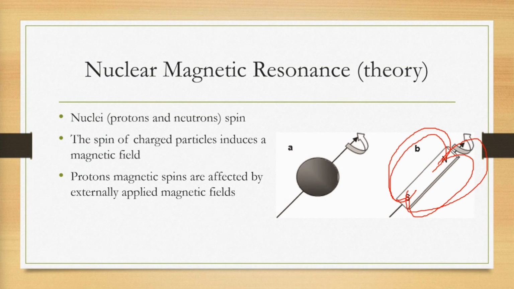So the spins of a nucleus can be affected by an externally applied magnetic field. So if you situate protons in a magnetic field, that'll impact their spin, because now you have something with magnetic north and south poles being exposed to another larger field.